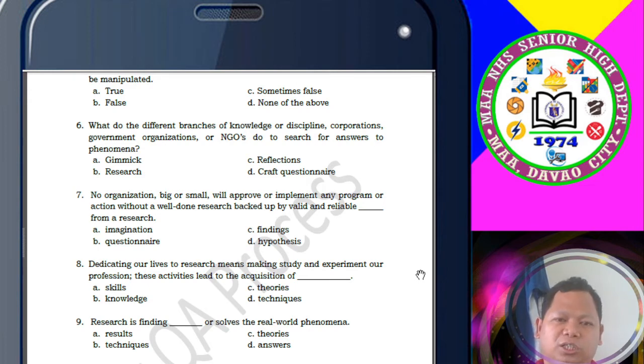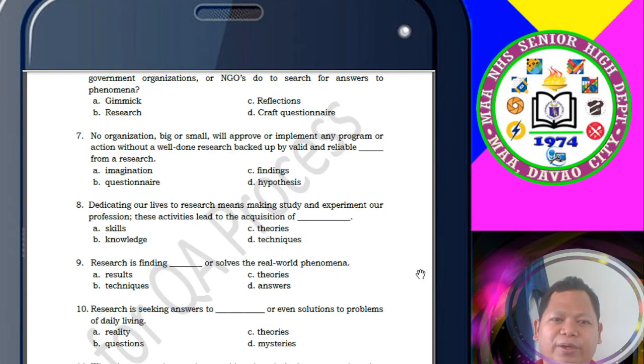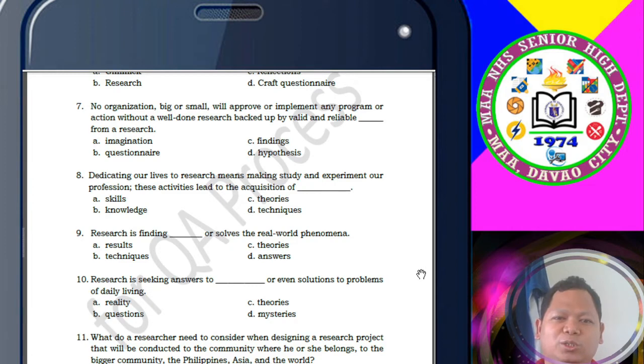So most of the organizations conduct this. Okay, let's have number 7. No organization, big or small, will approve or implement any program or action without a well-done research backed up by a valid and reliable blank from a research. A, imagination. B, questionnaire. C, findings. D, hypothesis. Correct. Letter C, findings.